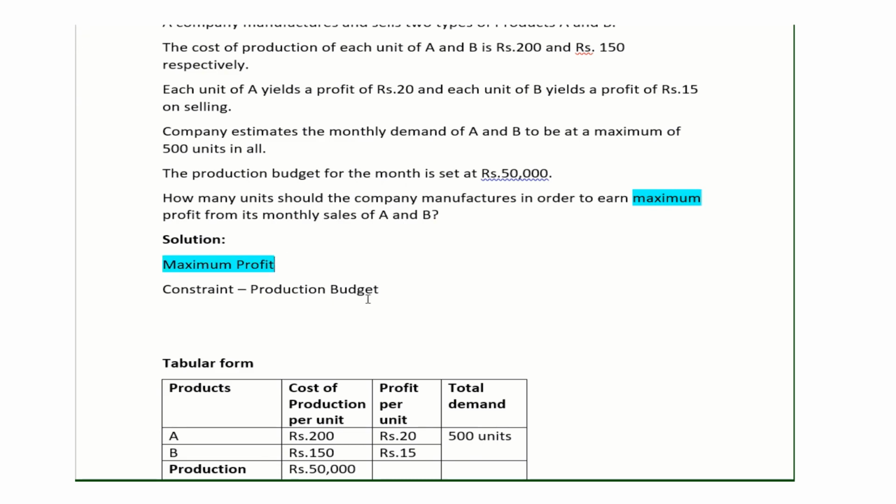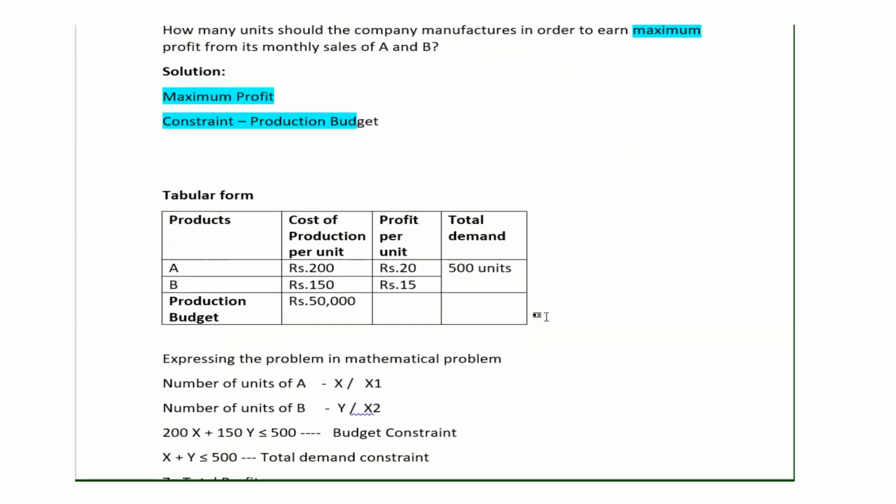Next, you have to find what constraints are available in that particular problem. We have easily mentioned that it is a production problem, so I will give another constraint as the production budget. Next, you have to frame this particular problem in tabular format. No problem, I can arrange this tabular form.